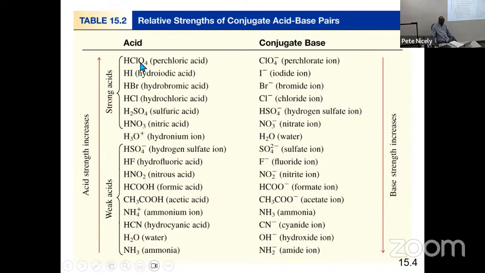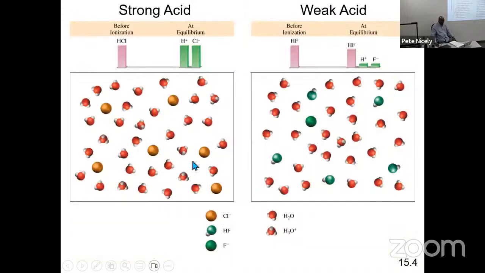So if you take the strongest acid here, perchloric acid, very strong acid, the perchlorate ion will be a very, very, very weak base, all right? And then as you go down here, this acid here is relatively weak. The amide ion, which is the conjugate base of ammonia, will be a very, very strong base, all right? So this is a pictorial representation actually demonstrating the difference between a strong acid and a weak acid. And we talked about this earlier, but this is just a pictorial representation.